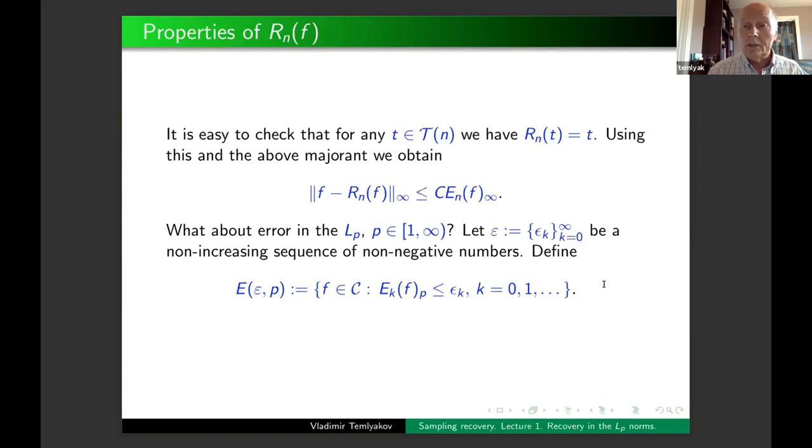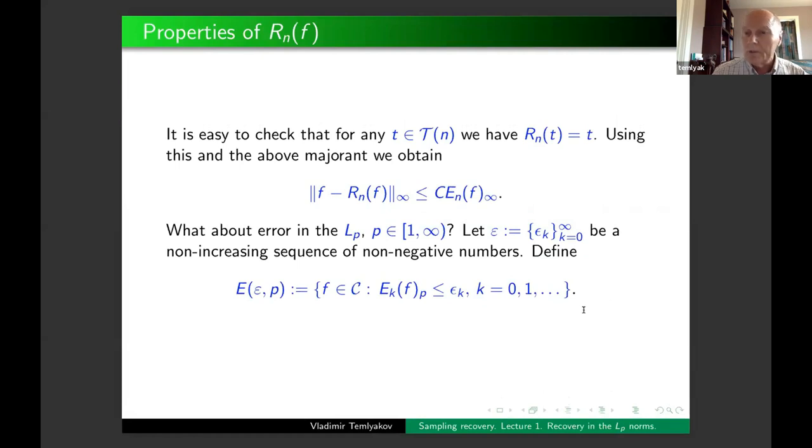It turns out that this question is non-trivial because this operator Rn is clearly defined as an operator on the space of continuous functions, and it is a bounded operator there. But if you look at LP, this is not the case if P is not infinity. So something should be done.